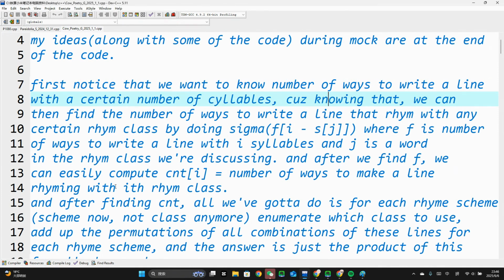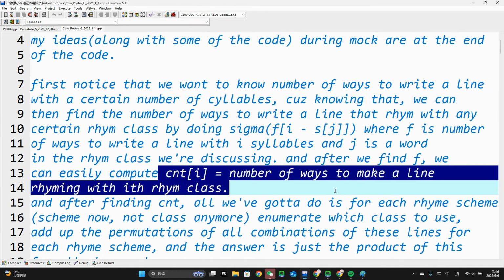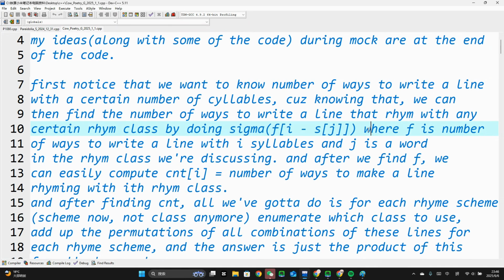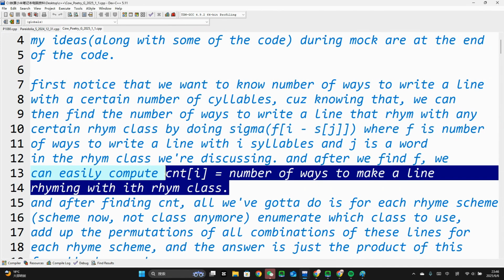Because knowing that, we can then compute cnt[i], the number of ways to make a line rhyming with the ith rhyme class. It's going to be easy because it's just the sum of f[K - s[j]], where s[j] is the length of the word. And that contributes to the number of ways to write a line that ends with rhyme class c[j], right? So now we know cnt[i], the number of ways to make a line rhyming with the ith rhyme class. A lot of other stuff is going to be easier.